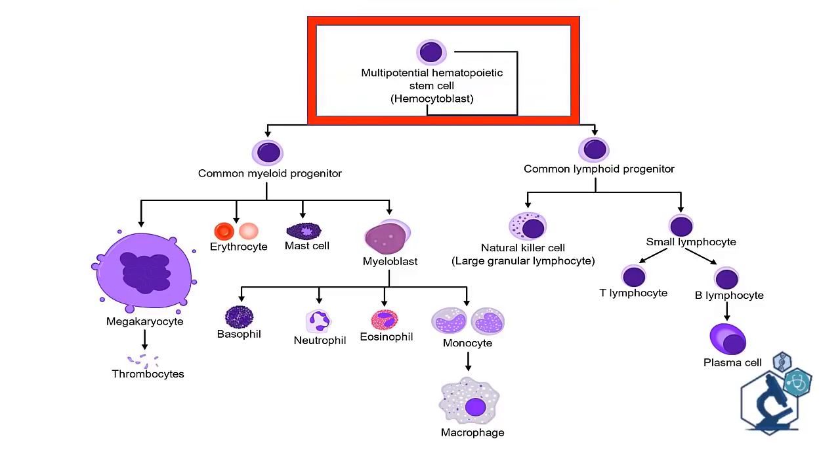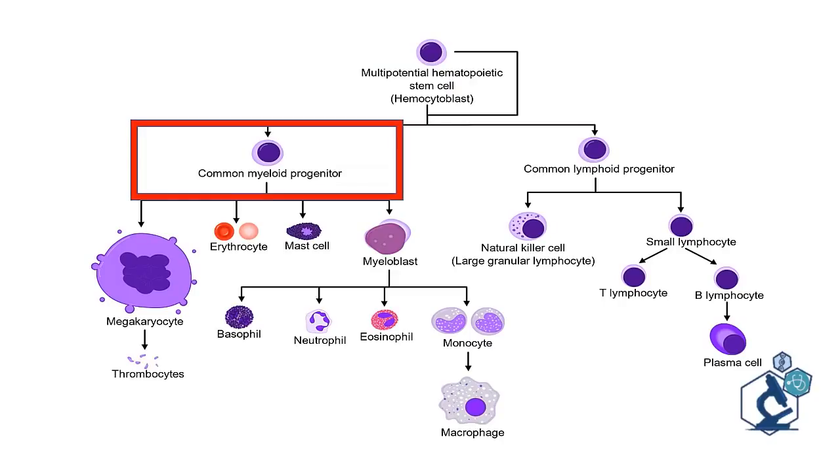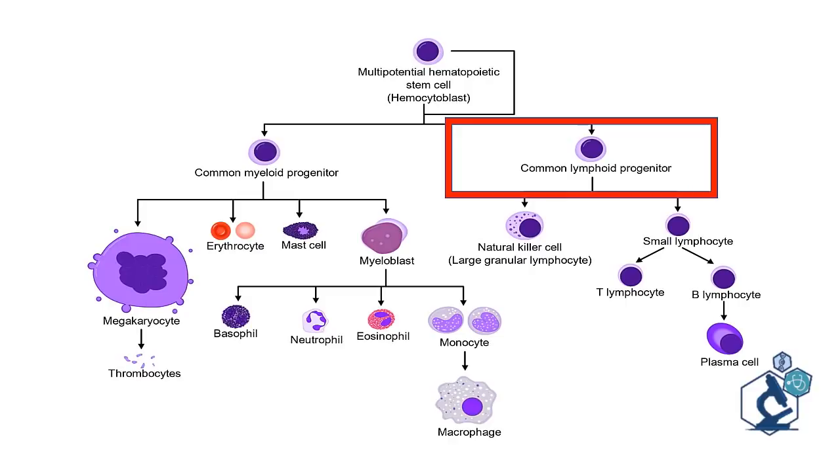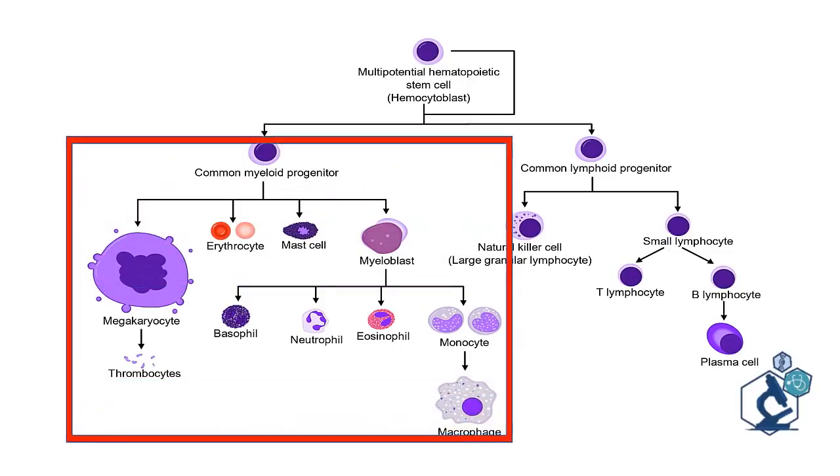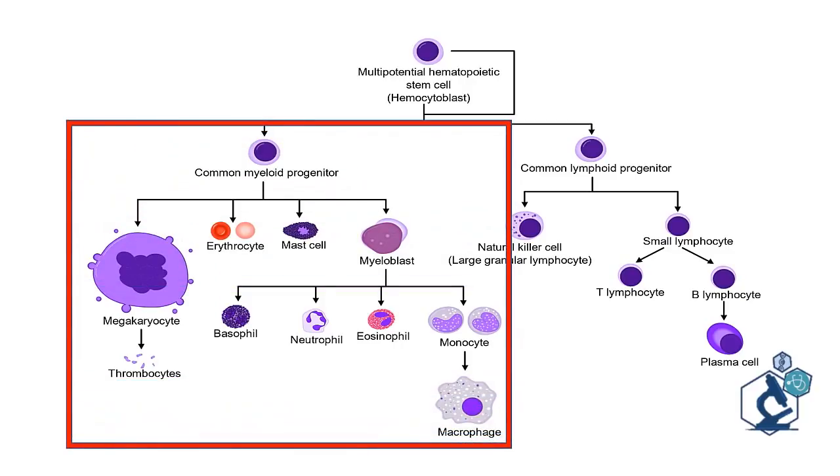This diagram depicts the outline of bone marrow hematopoiesis, which begins with multipotent hematopoietic stem cell. It further gives rise to common myeloid progenitor and common lymphoid progenitor cells. Common myeloid progenitor cells are the origin of mature red blood cells, platelets, neutrophils, eosinophils, basophils, and monocytes. In today's video, we will learn all about granulopoiesis or development of granulocytes.